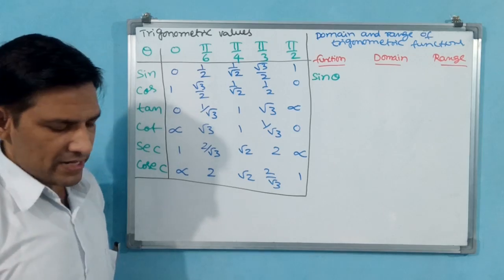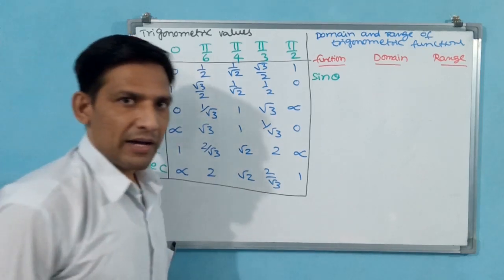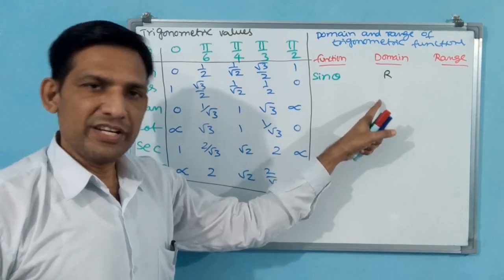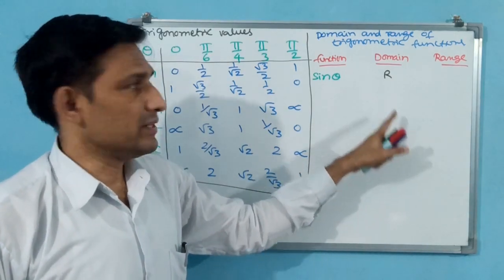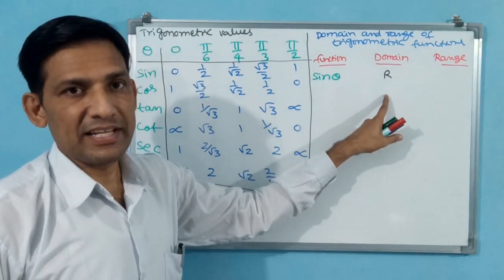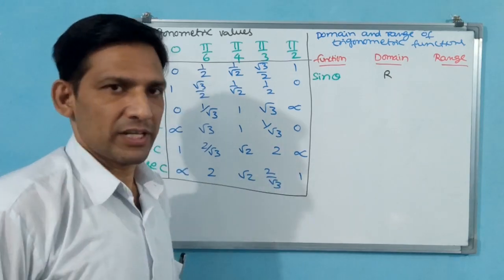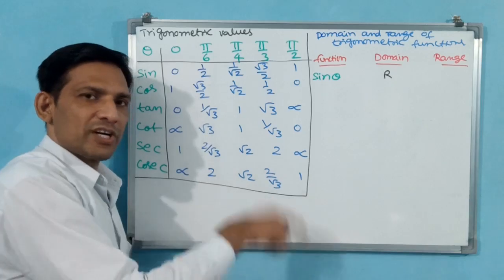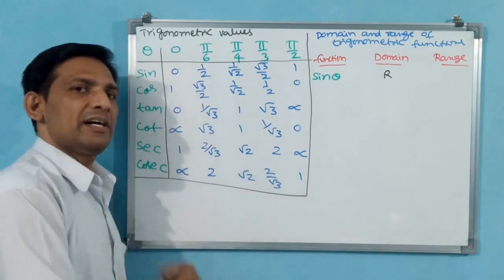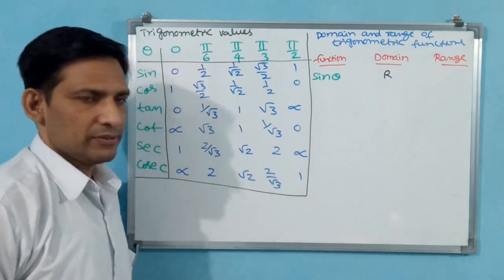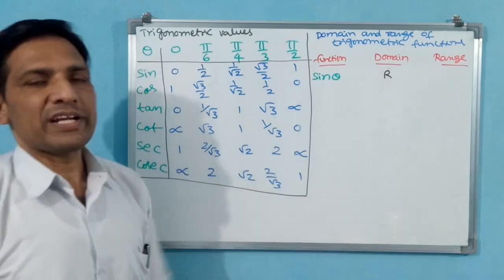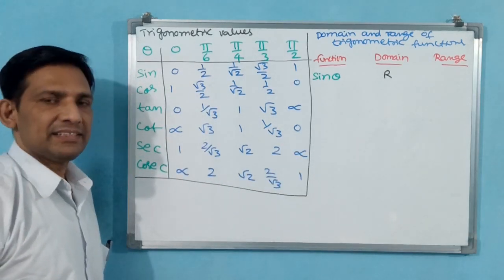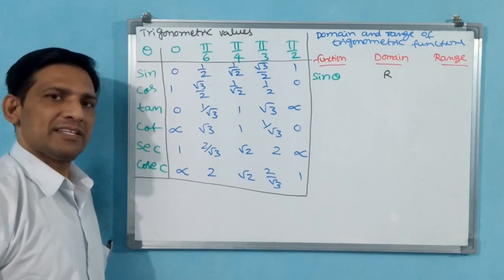Then what do you have to write? You have to write domain is R, minus infinity to plus infinity. Sine theta, anything you can give, any value. That is why the domain for sine theta is R. Okay, any value you can give, but after 360 it is going to convert again into a smaller value and give you the result. Okay, now what about range? Range is output. This is x, that is y. X is input, y is output.